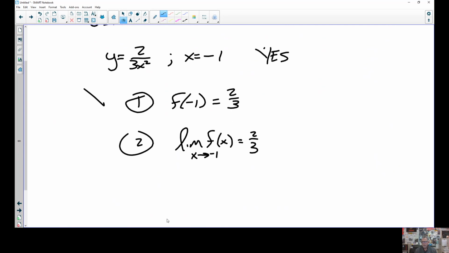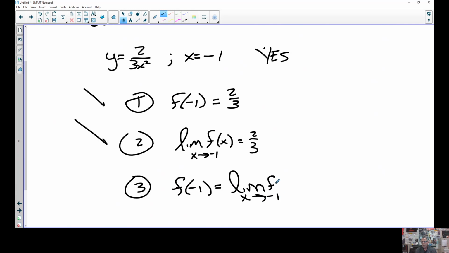All right. And finally, so it's passed both these tests. It has a limit. It has a value. The last thing is, are these the same number? Absolutely. So I would just write that f of -1 equals, and I should have mentioned that checks, f of -1 equals the limit as x approaches -1 of f of x. And I'm done with that one. I've made my statement that it is continuous there, and I've proven it by saying that there is a value there, that it approaches a value from left and right, and those two values are the same. All right, let's do another one.